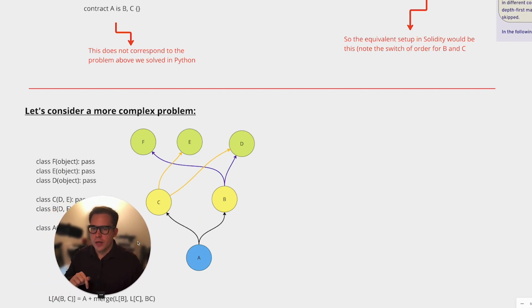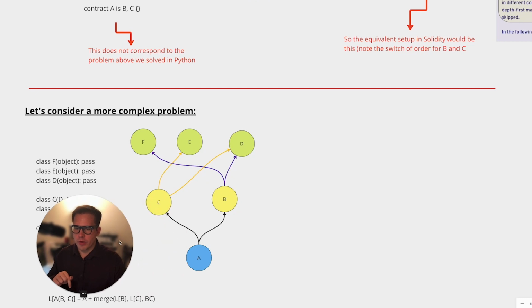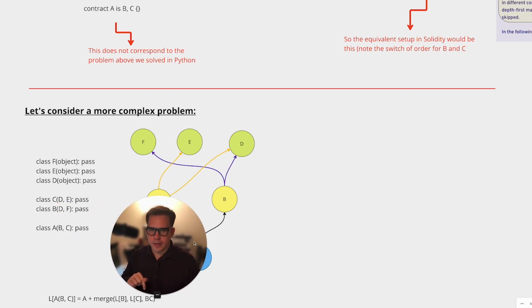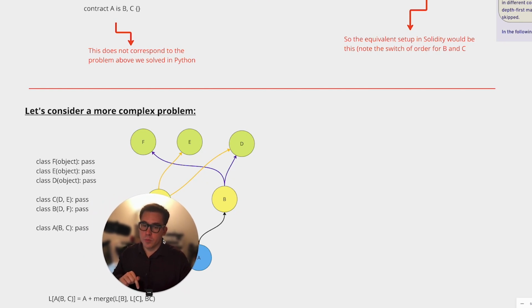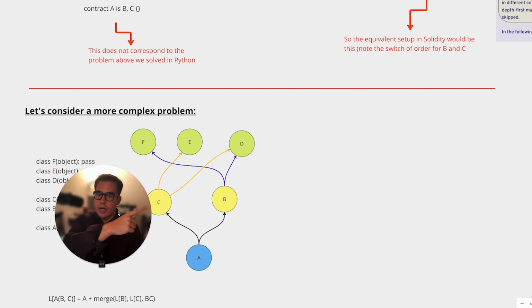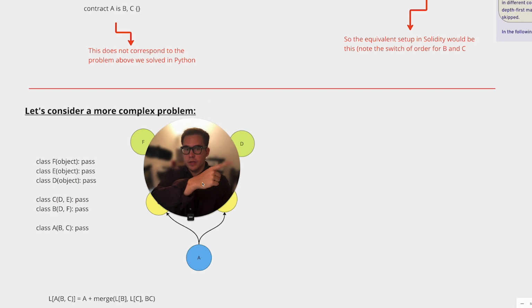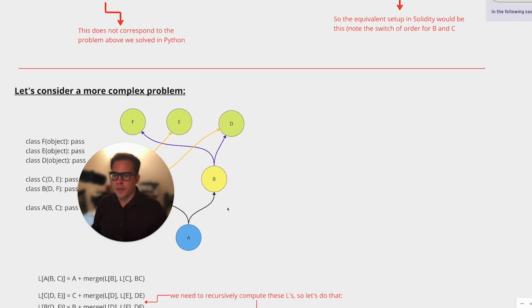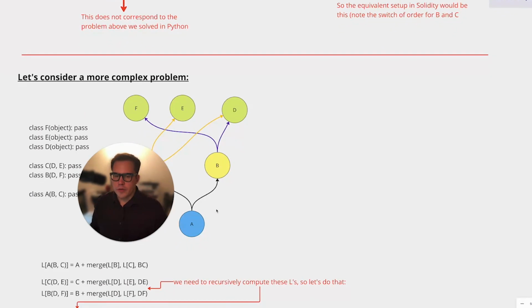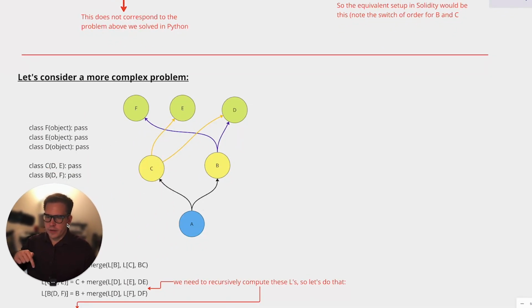It's B and C. Now we put A plus, and then we merge the rest. So we put L of B, L of C, and then BC. I think we're pros at that. The question is now we need what is L of B, what is L of C, and so on. So you can see the recursion happens again. L of C is going to depend on L of E, L of D. L of B is going to depend on F and D and so on. So yeah, we need to recursively compute these L's.